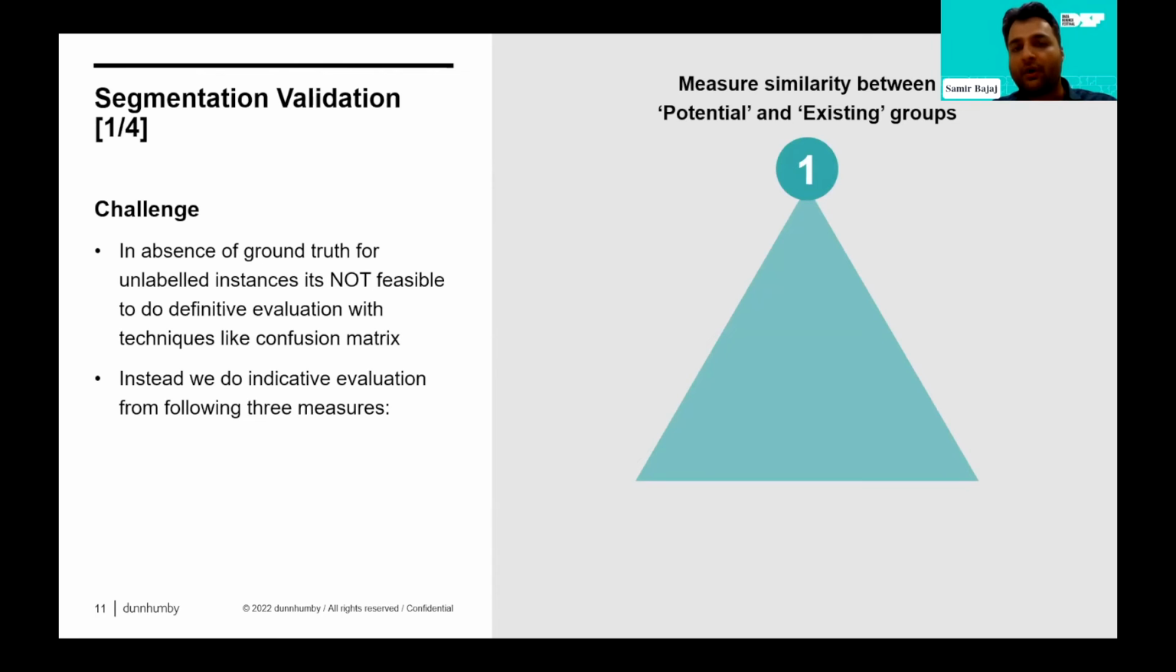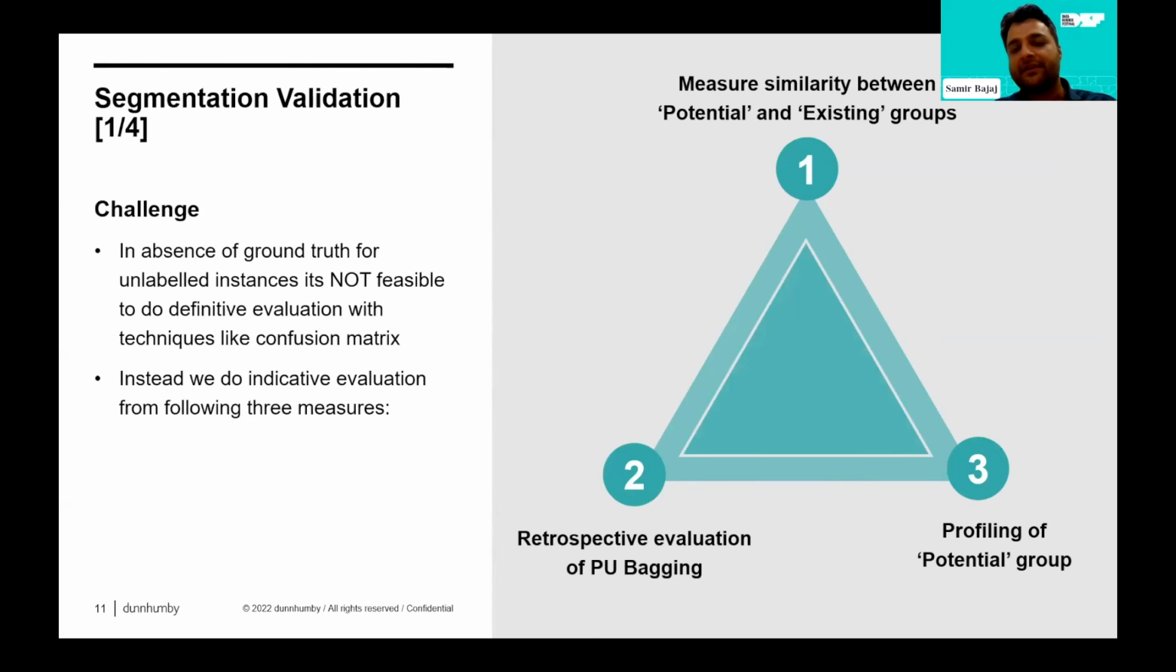And so all those customers who have been tagged as potential online shoppers, are they indeed similar to the existing groups or not? So that is the first indicative evaluation. Second is a retrospective evaluation of PU bagging. So we do an out-of-time evaluation of whether this technique is likely to stand the test of time or not.